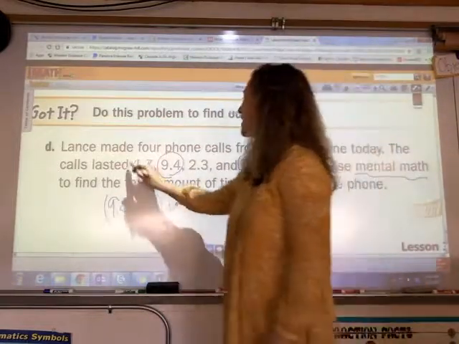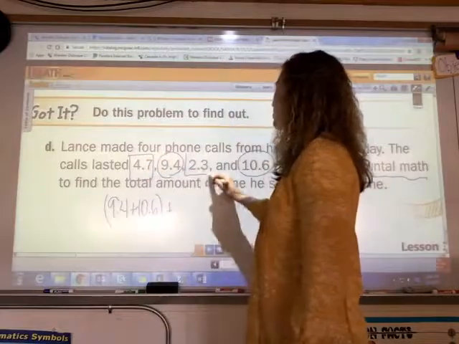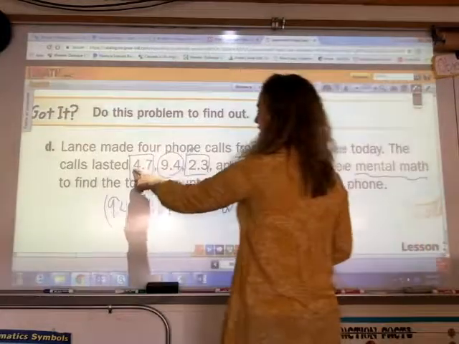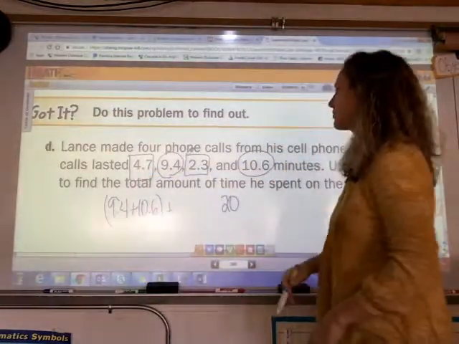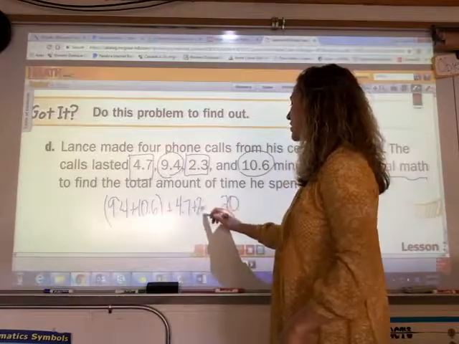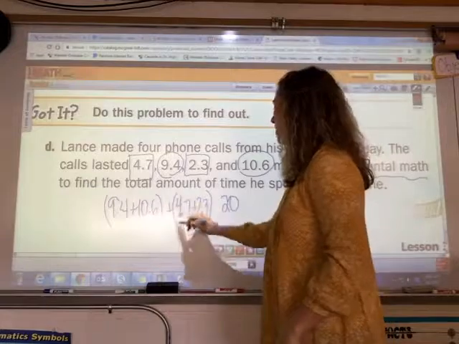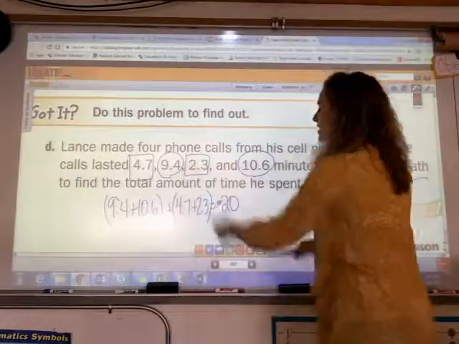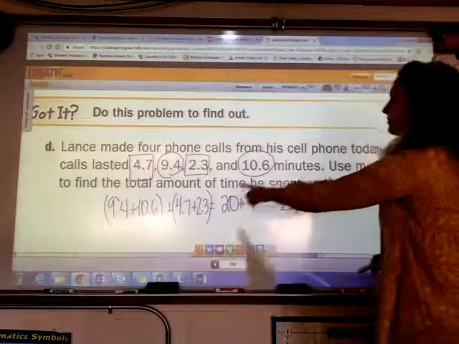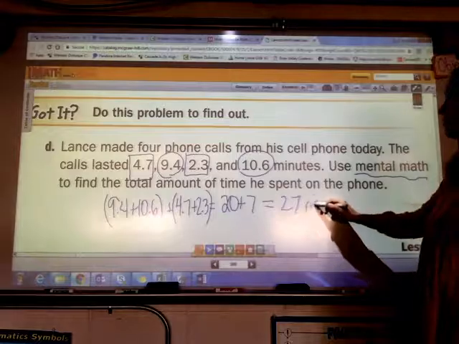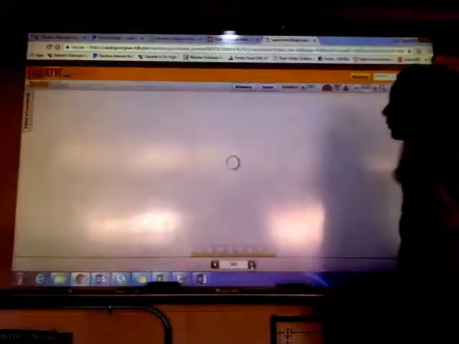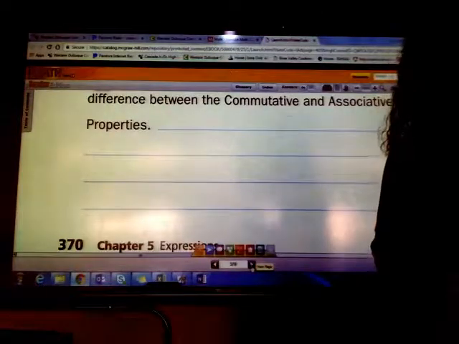Then I'm going to group together 4.7 and 2.3. Again, 7 plus 3 would give me 10. That's easy mental math. And then I can carry 1 over, so 4 plus 2 would be 6, plus another 1 would be 7. So again, I'm thinking 4.7 plus 2.3, and those would be grouped together. Like I said, my number there would be 7, so 20 plus 7 would give me 27. So what's the amount of time they spent on the phone? 27 minutes.